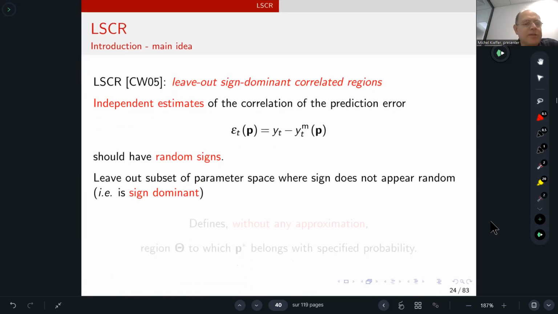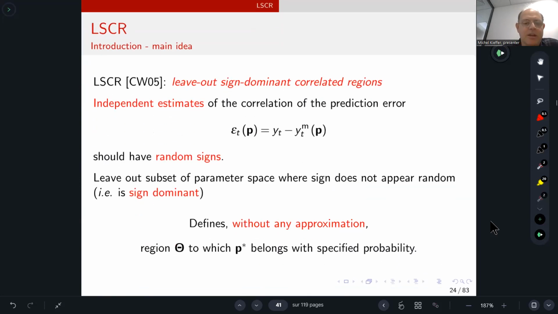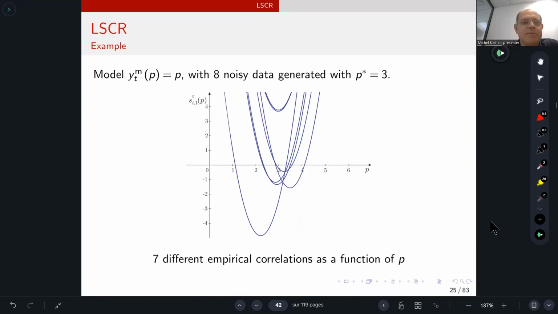And the main idea of LFCR is to leave out the subset in the parameter space where the sign does not appear random. This means that they are sign dominant. For example, you have several estimates which have the same sign, or a majority of estimates which have the same sign. Using this approach, we are again able to define, without any approximation, the region theta to which P star belongs with a specified probability.